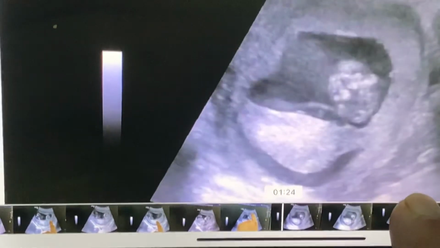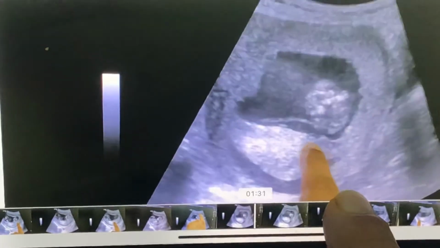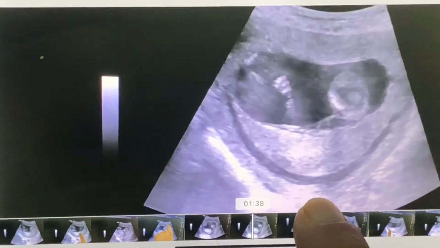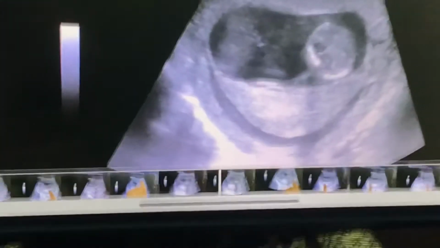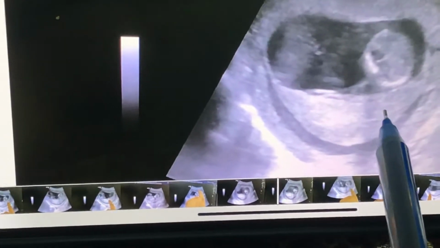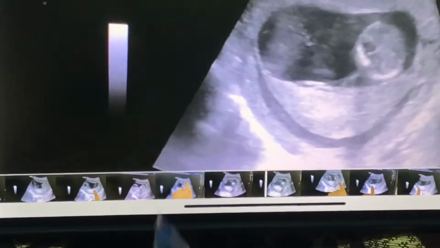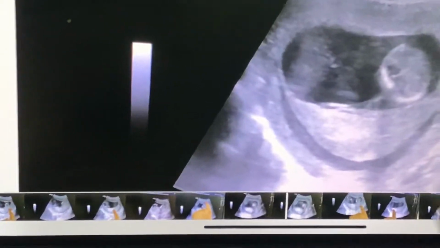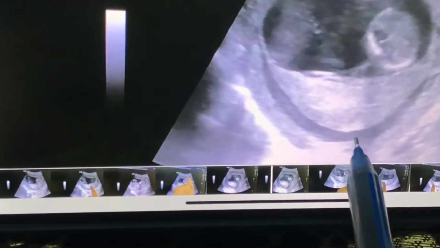Let us fast forward. And yes, you can see here this structure. It is looking like placenta. Now we will go to the anatomy. What is this? This is subchorionic space.